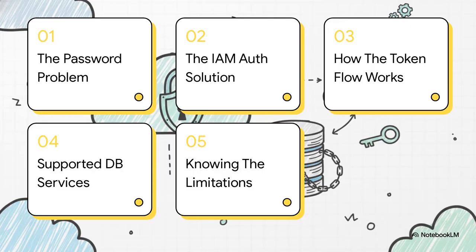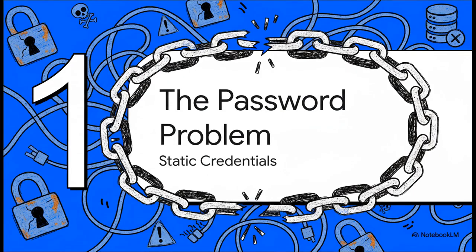All right, here's our game plan. First, we'll talk about why traditional passwords are such a headache. Then we'll jump into the IAM solution and see how it works its magic with the token flow. After that, we'll cover which database services actually support this, and maybe more importantly, which ones don't. And finally, we'll wrap up with the limitations you absolutely need to know as an architect. So, let's start with the big issue here.